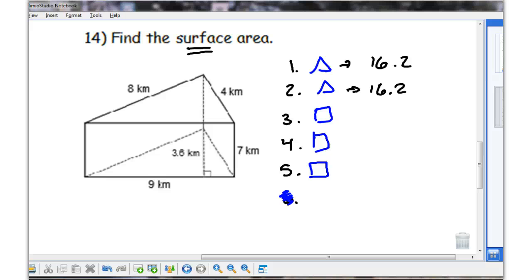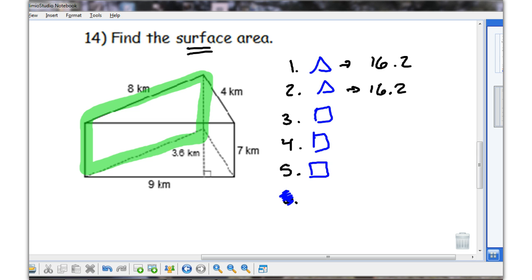First one, this guy right here, front side. The base and height of this rectangle are 9 and 7. Okay, and then the next one's this one back here. You should be able to see that that one's 7 and 4. And then this one back here, 8.